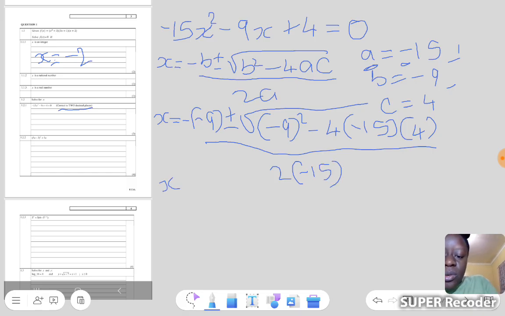So let's punch it on a calculator. Our first x will be negative 0.09, or our x will be equals to 0.30.